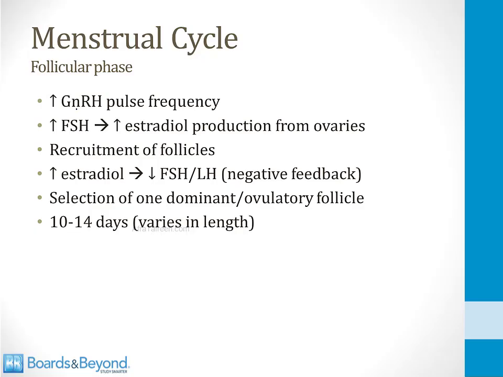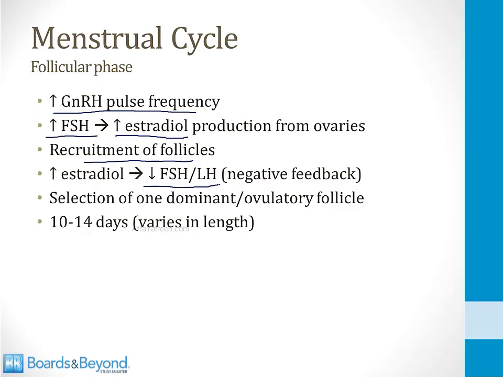At the level of the hypothalamus, during the follicular phase, there's an increase in the GnRH pulse frequency that is stimulating the pituitary gland. This leads to a rise in FSH secretion from the pituitary, which drives estradiol production from the ovaries. And the high levels of estradiol leads to recruitment of follicles. The estradiol also feeds back negatively on the pituitary and suppresses FSH and LH release.